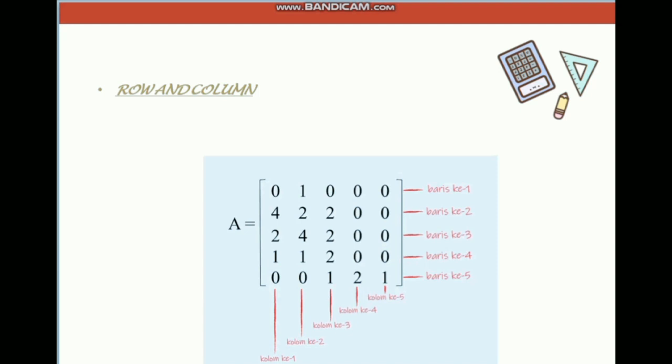Oh yes, do you know the difference between row and column? The row is horizontal or sideways, while the column is vertical or from top to bottom. For example, this matrix we name matrix A. Naming of rows and columns is made like this. So the column set starts from the top down, while the row set starts from left to right.